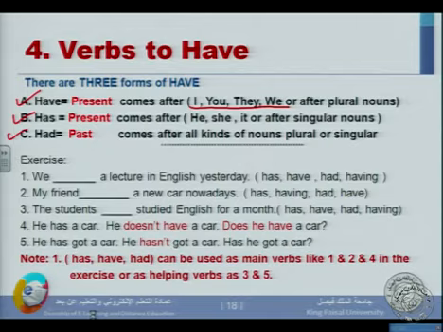Also we have "had". But had is in the past, and it comes after all kinds of nouns, plural or singular. So I can say I had, you had, they had, we had, she had, he had, it had. Whether the subject is singular or plural, had comes with all kinds of pronouns. Okay? So we have here an exercise.